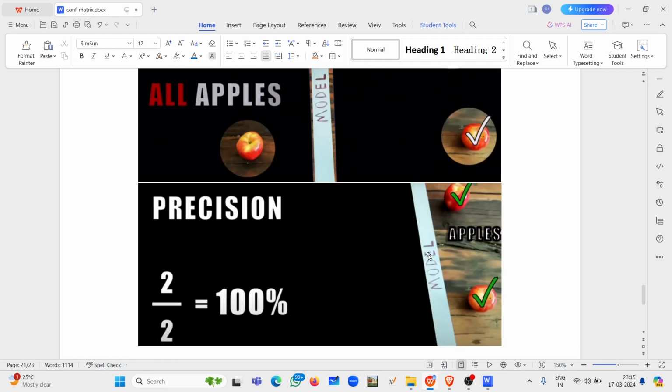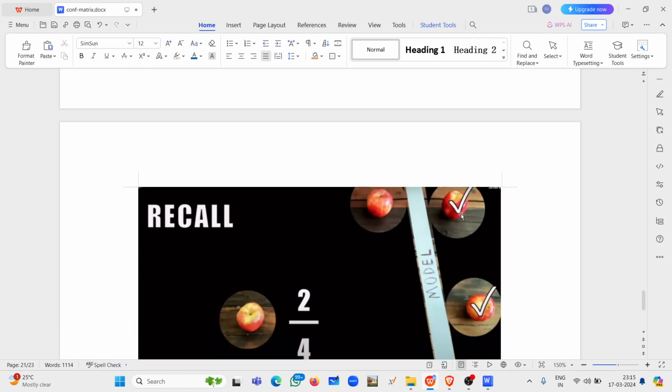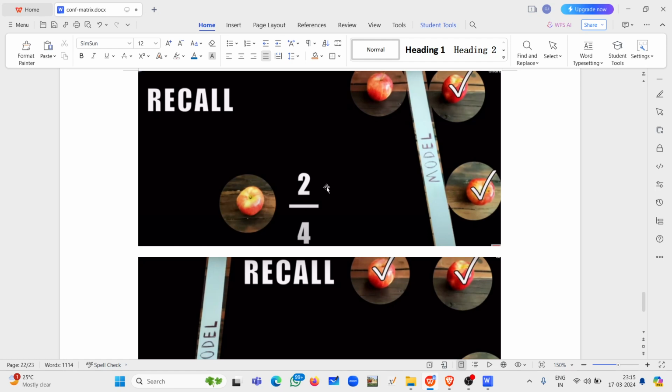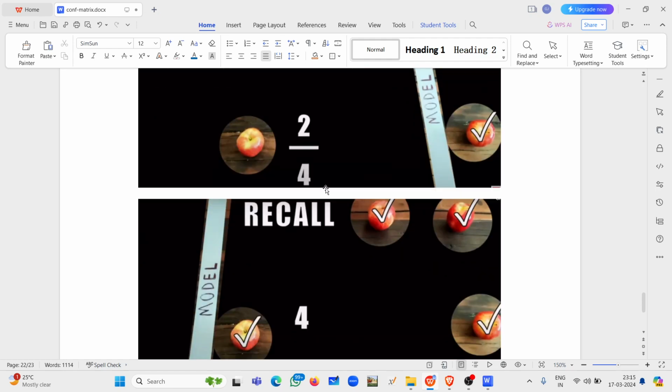Now suppose I take some threshold, that means I am shifting the boundary, and the model comes here. How many total items are there? 2, and how many apples predicted? It is also 2. So 2 by 2, precision is 100% here. Then how do you calculate the recall? There are 4 apples in total, and out of that on the right side 2 are predicted correctly. So 2 divided by 4, the recall is 50% here, right?